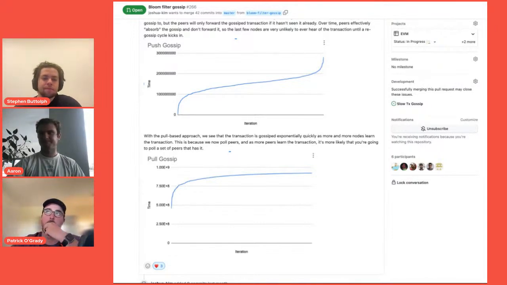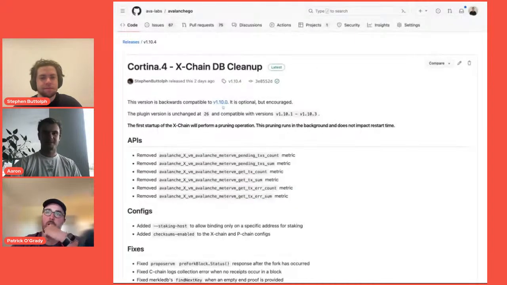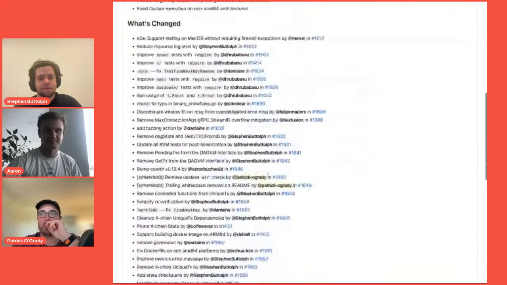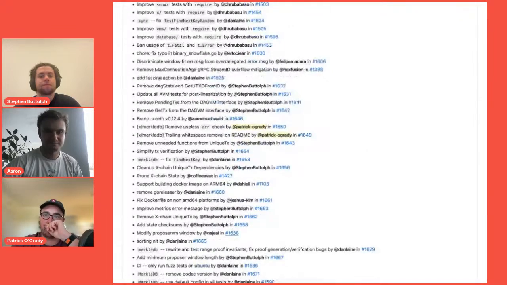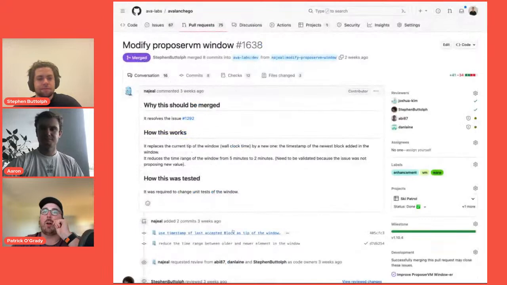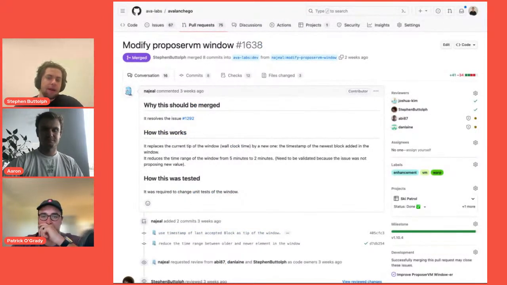Yeah, cool. To go back a bit just to the release, the other PR I wanted to call attention to that got merged in was from an external contributor on the proposer VM window. So maybe one of you guys can talk about what's going on here. I think we talked about this a bit last call, so I don't think we need to go too deep into it, but maybe just a quick reminder now that it's merged.